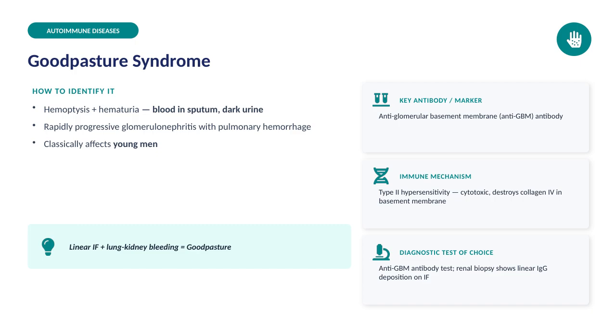This immune response is a type 2 hypersensitivity reaction, where antibodies directly destroy tissue. The best way to diagnose it is through an anti-GBM antibody test and a kidney biopsy, which shows a distinctive linear pattern of IgG deposits along the basement membrane under immunofluorescence. This pattern of lung and kidney involvement, combined with the antibody presence and biopsy findings, confirms Goodpasture syndrome.